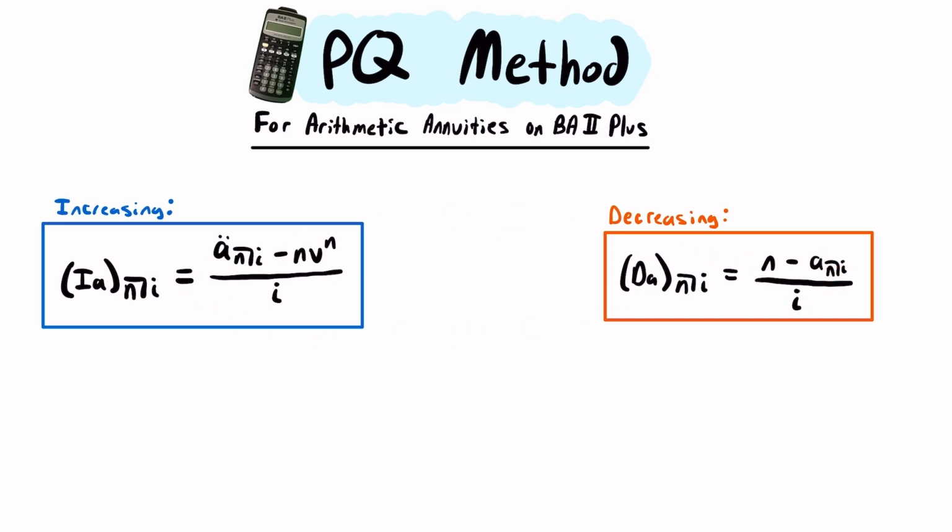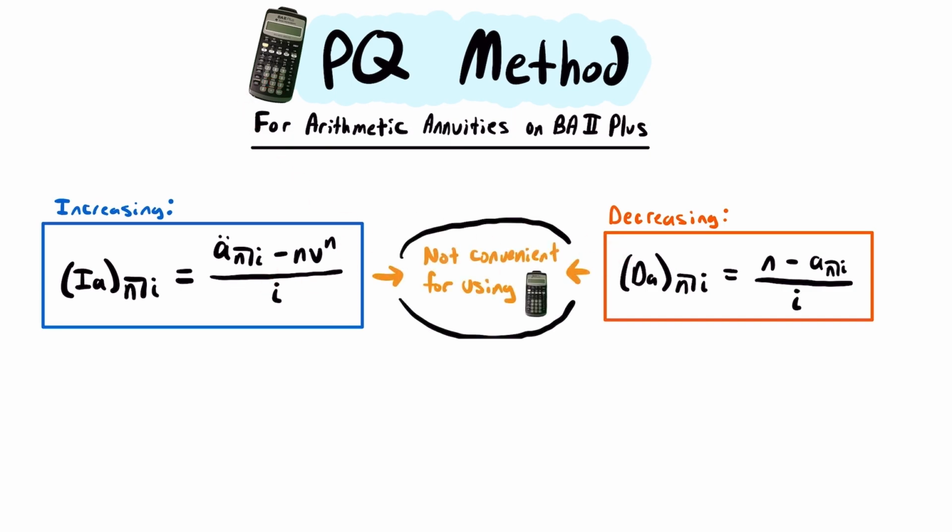Okay, and so these formulas work. They will calculate the present value of an arithmetic increasing or decreasing annuity, but these are not always the most helpful, particularly from the perspective of efficiency, especially when you're looking to calculate these types of annuities in the BA II Plus financial calculator. Okay, these formulas are simply just not very convenient when using this calculator. You have to split up these formulas into different calculations, do one piece at a time, and then put it all together, which is a time-consuming process. But there is a better way.